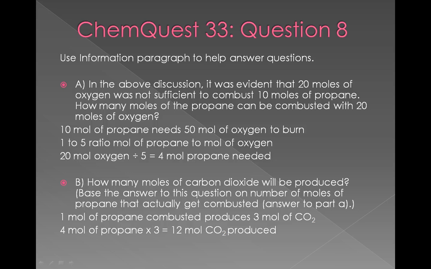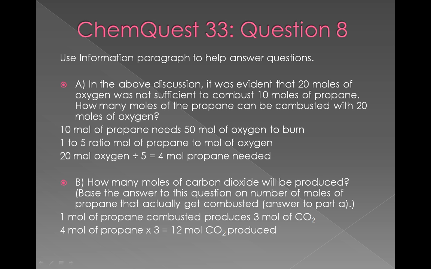For question 8, it gives you a paragraph that you have to use, and in the above discussion it was given that 20 moles of oxygen was not sufficient to combust 10 moles of propane. You want to figure out how many moles of propane can be combusted with the 20 moles of oxygen. Looking at the paragraph, you learn that for 10 moles of propane, you need to use 50 moles of oxygen to burn it, meaning there's a 1:5 ratio of moles of propane to moles of oxygen. So to figure out how many moles of propane you need, you divide the 20 moles of oxygen by 5, and that gives you 4 moles of propane needed.